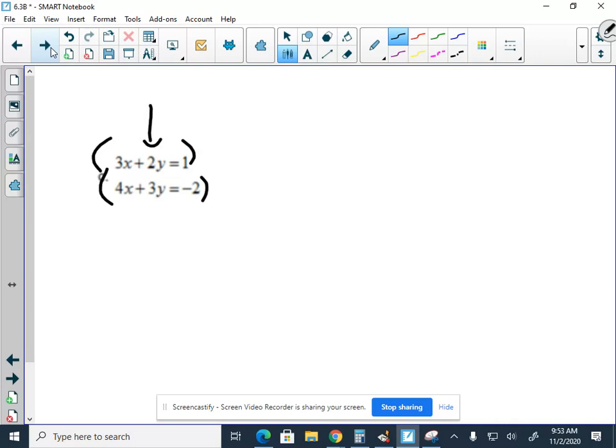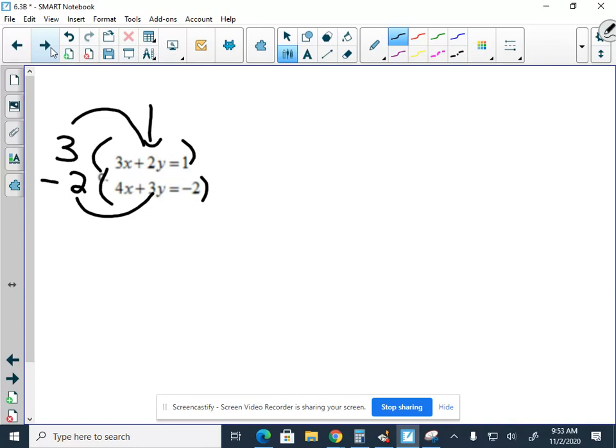One of the simplest ways to do it, I'm going to multiply this by 3. Now, if I multiply this by 3, that's going to make that 6y. Now, just look at the y's before we write anything. Positive 6. If I multiply this by 2, it's going to make that positive 6. But I don't want positive 6 both times. So one of them needs to be a negative. So I'm going to multiply this one by negative 2. So it becomes positive 6 and negative 6.